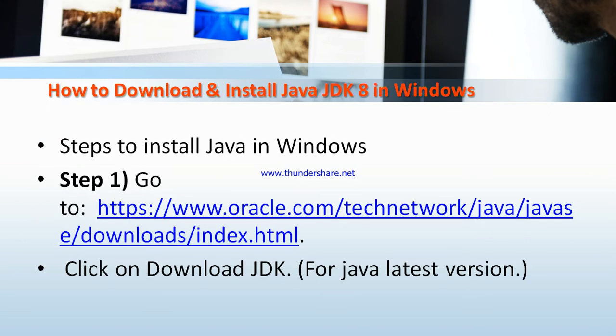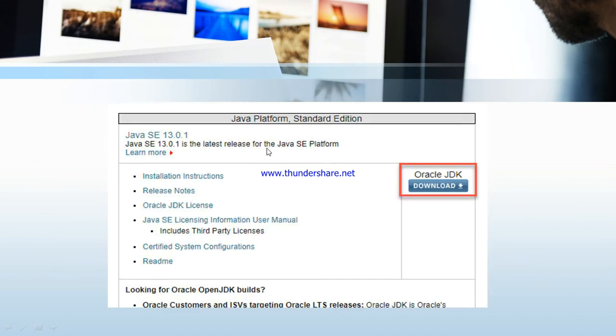Steps to download and install JDK 8 in Windows. If you want to install Java in the Windows operating system, go to step number 1, the link oracle.com, and click it. There you have a download option. Then click on download JDK. On this website you will always get the latest version of Java, available as open source and free. It will show something like this, and there is an Oracle JDK download option. You can go and select it.